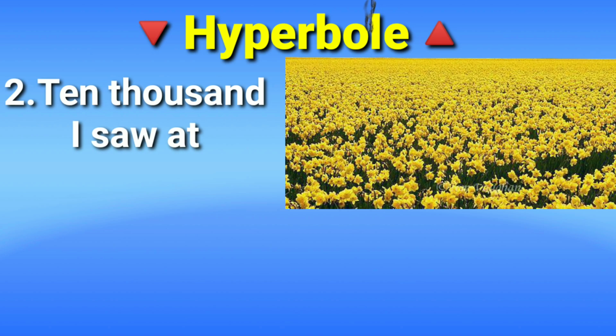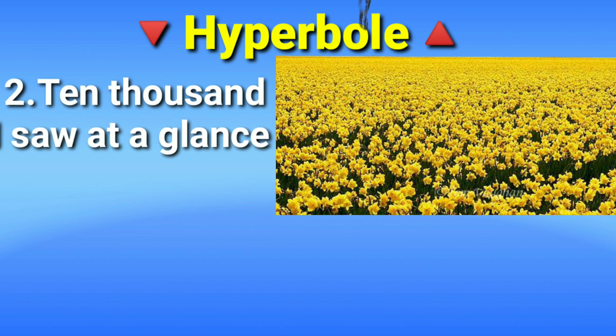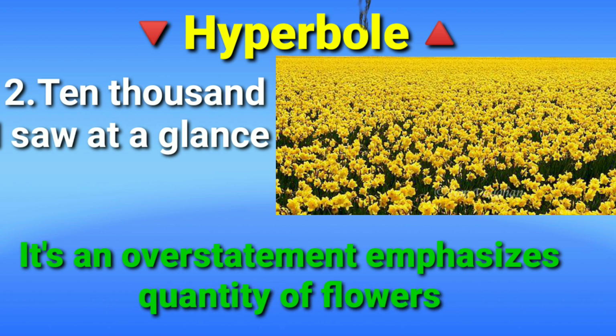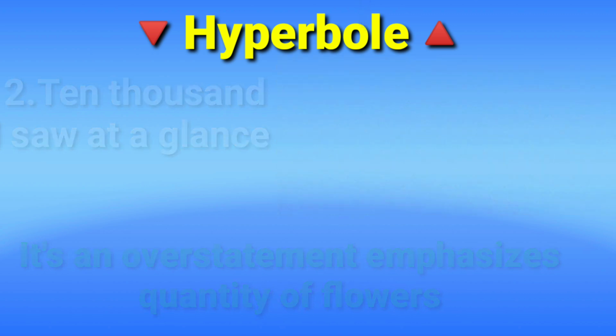Now look at the second example. 10,000 I saw at a glance. Yes, here the quantity of the flower. It is not possible to see the 10,000 at a glance, but the poet wanted to emphasize the quantity of the flowers.